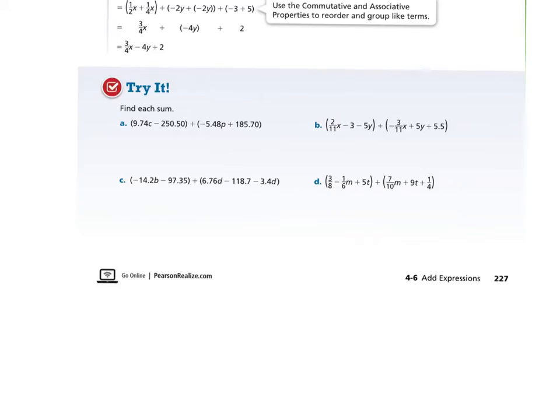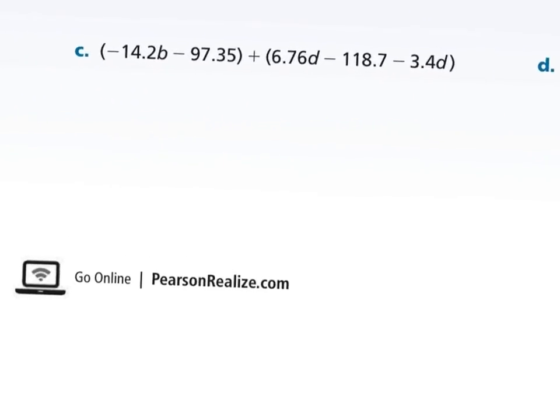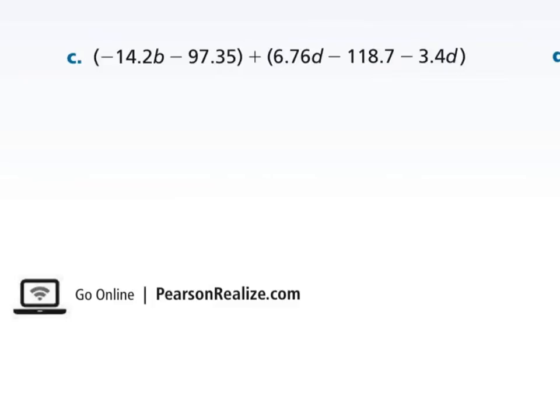So continuing on page 227, part C on the try it. We're going to look at our variable terms here. Alphabetically, B would be the first letter that we have. That's our only B term, so we can go ahead and bring that down. Negative 14 and 2/10 B. I forgot on the subtractions here, if you want to go ahead and add the opposites, you can do that.